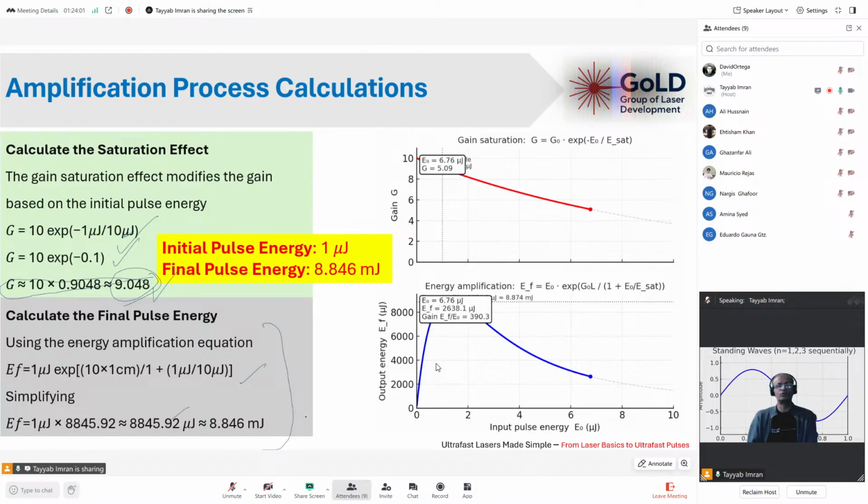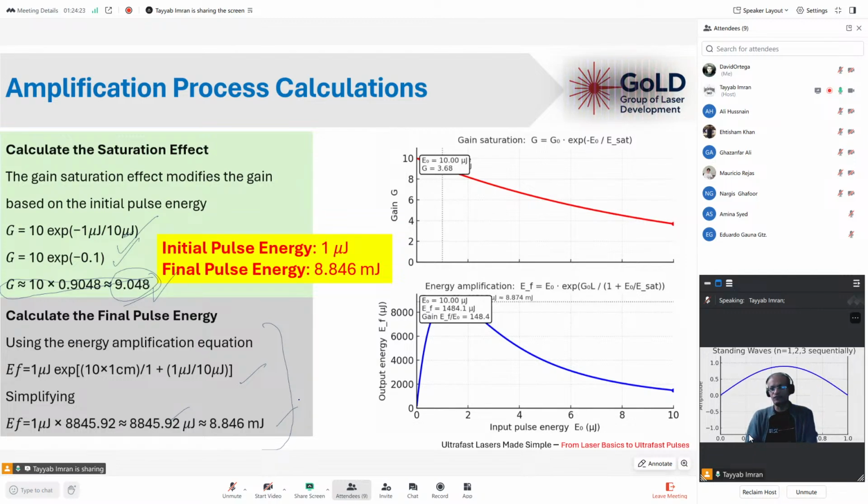Okay, energy, substitute the value, and then you get the energy, which is 8 millijoule. And what is the input energy? It is 1 microjoule, sorry, 1 microjoule, and output is 8.8 millijoule. So this is how you calculate the things. This is how you decide the things. This is how you apply the formulas.